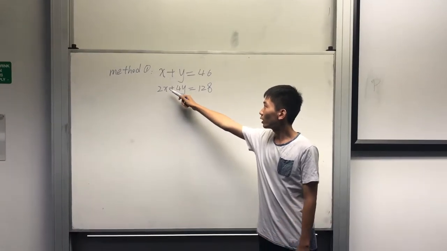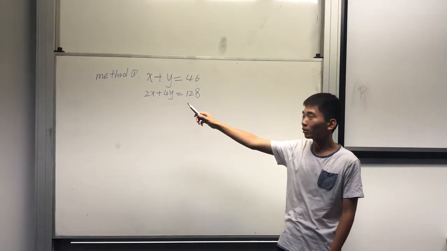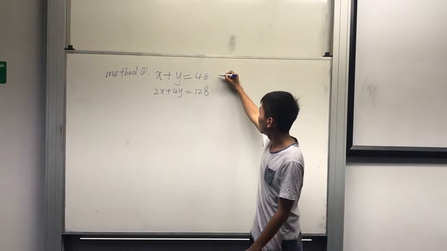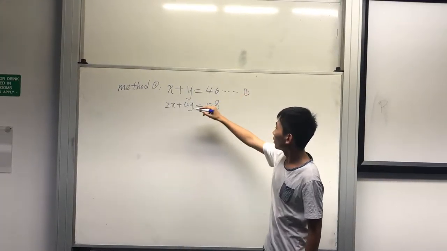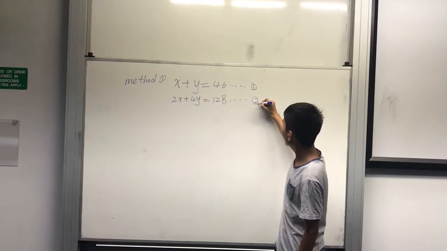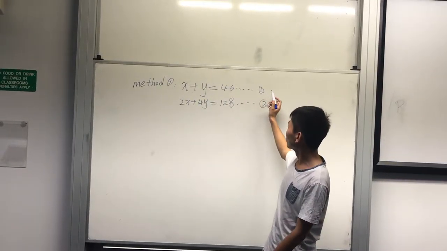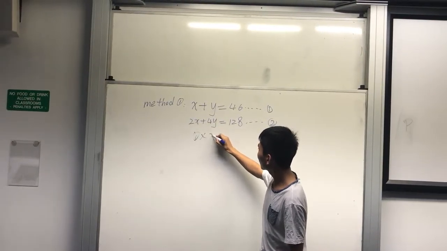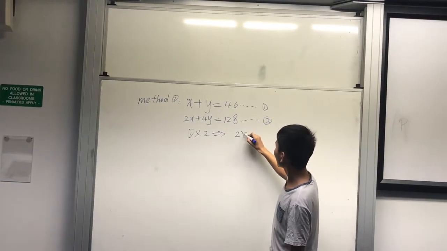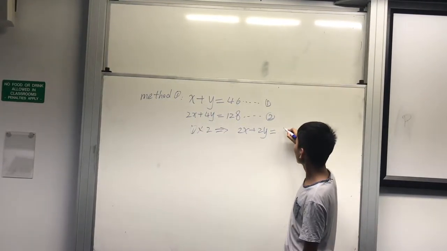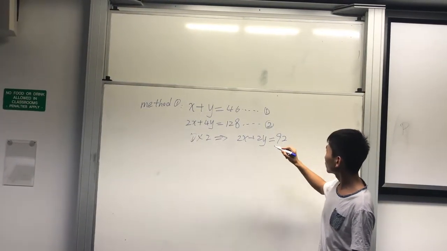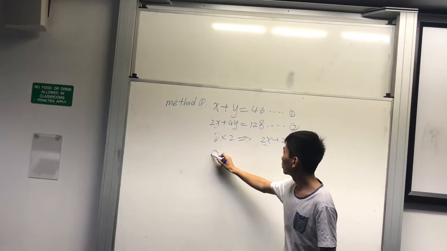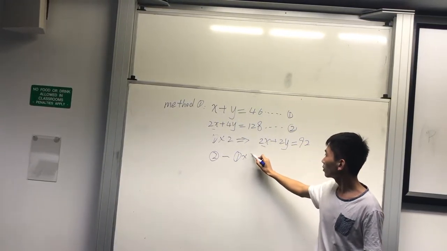Hello, I'm Joe. Now I will solve these two equations, the linear equations in two unknowns. So we will cancel one, x or y, to get a simple equation. Now we can call x plus y equals 46 equation 1, and the other one equation 2. If we want to cancel the x, we need to multiply the first equation by 2. It equals 2x plus 2y equals 92.